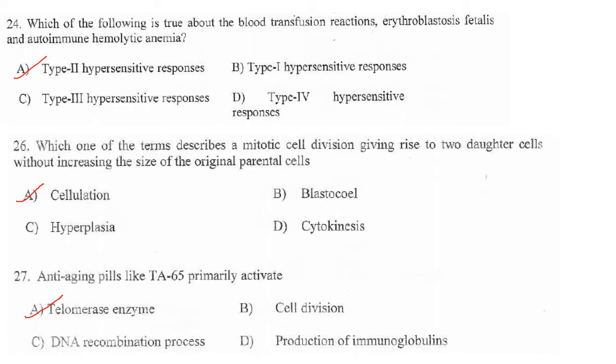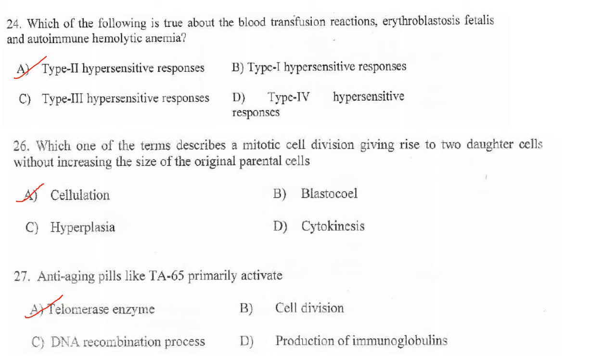Then which of the following is true about blood transfusion reaction, erythroblastosis fetalis and autoimmune hemolytic anemia? They are all type 2 hypersensitive reactions. So answer is option A. Then which one of the terms describes a mitotic cell division giving rise to two daughter cells without increasing the size of the original parental cell? So it is cleavage. What is hyperplasia? Hyperplasia is an enlargement of an organ or tissue caused by an increase in the amount of organic tissue that results from cell proliferation. Blastocoel is a fluid-filled cavity that forms in the blastula. And cytokinesis is part of the cell division process during which the cytoplasm of a single eukaryotic cell divides into two daughter cells.